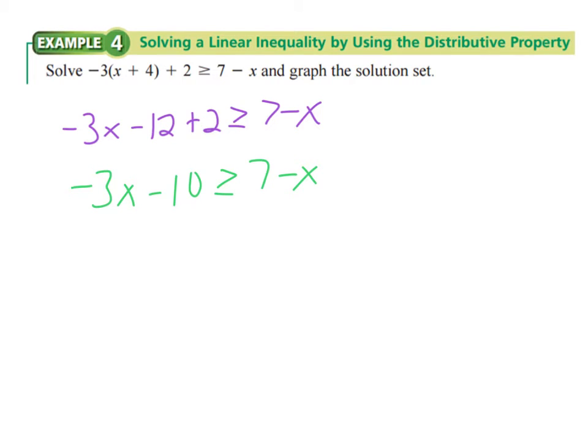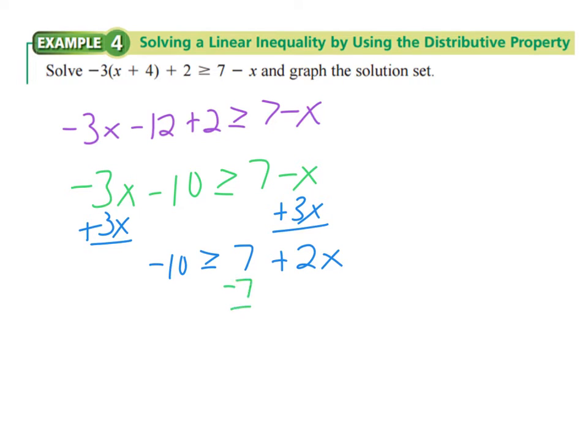From here, again, it's up to us to decide which side we want the variables on. And this goes back to my practice of always dealing with the variables first and wanting them to be positive. That way we can avoid situations like having to divide by a negative and flip that inequality. So just one more good reason to take care of the variables first and make sure that they will become positive.